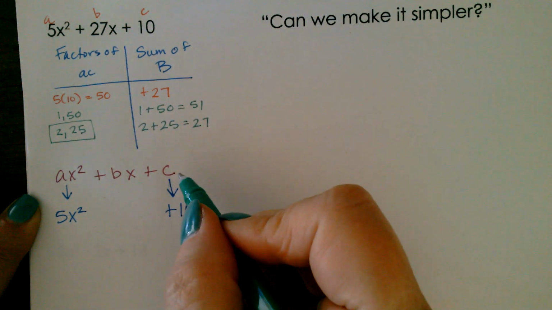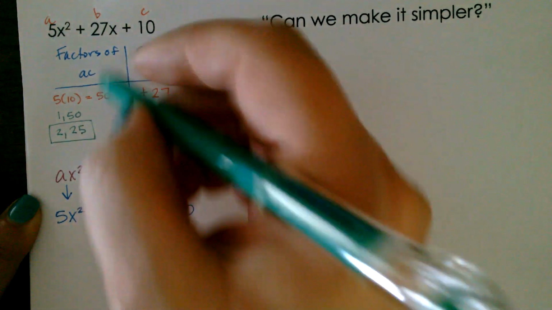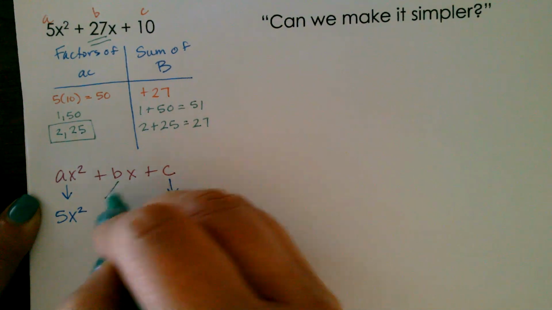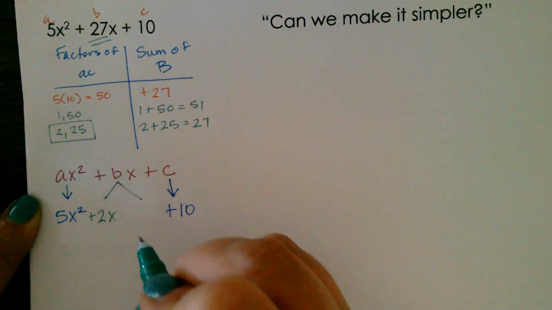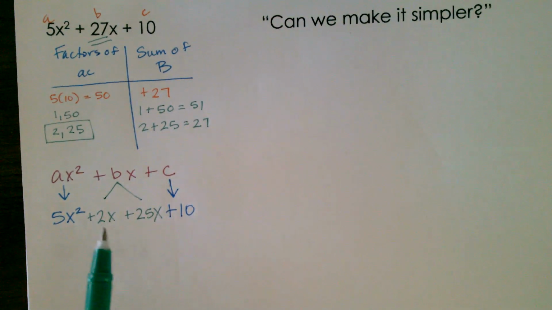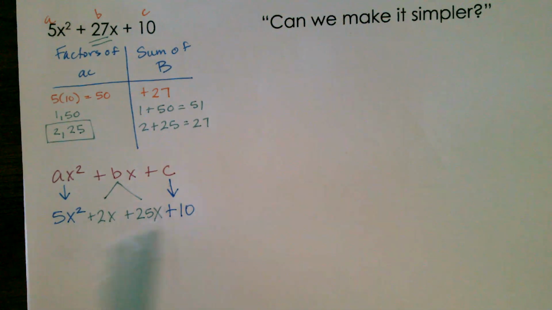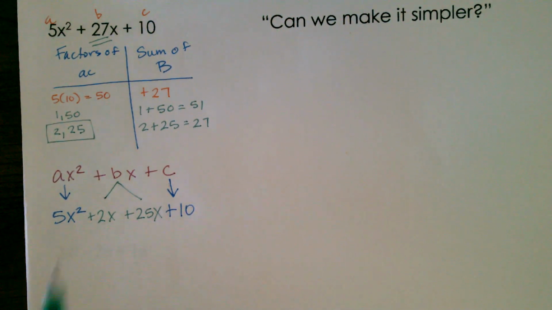Oh, I'm sorry, C term. I think I said B. I did not mean that. I meant C. B, to get to 27, we'll break it down to plus 2x plus 25x. Would it really matter if we put 25 here and 2 here? No, it never matters. Take your time, do the steps carefully. It will not matter.